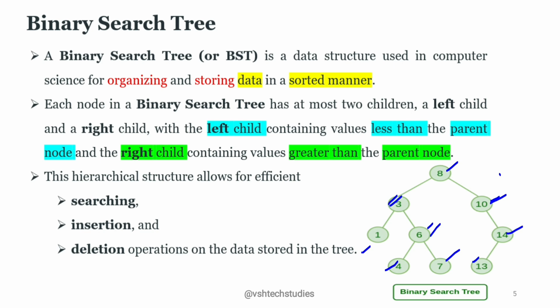So what is the rule here? Left child value is smaller than the root, right child value is bigger than the root. So this rule is followed in storing the elements in a binary search tree.